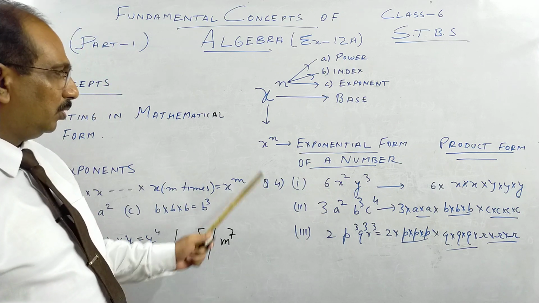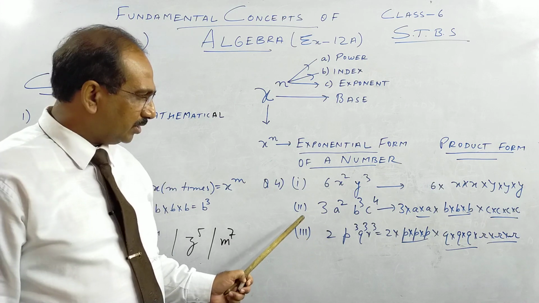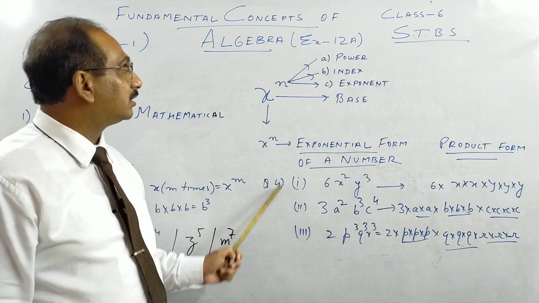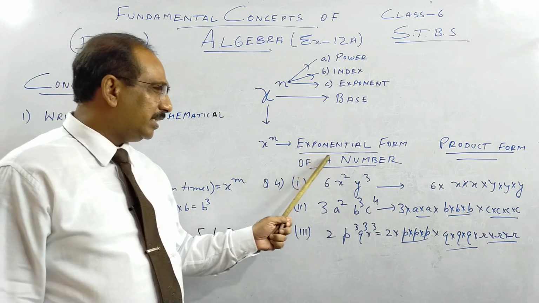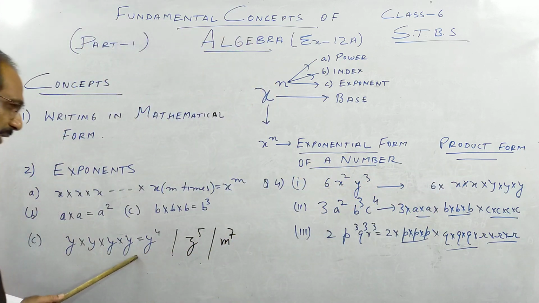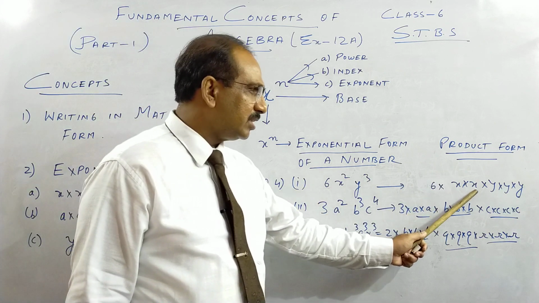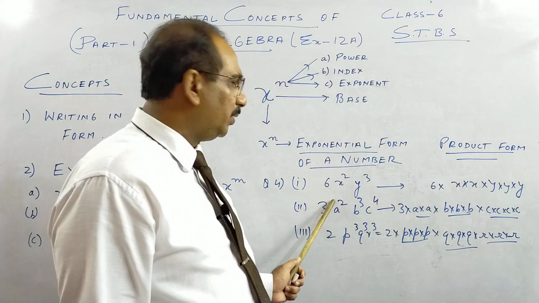Okay, so here I start with the very last question of this exercise 12.a. Change exponential form to product form. So exponential form means in power form. This is in exponential form, this is in product form. So once you see this, children, you will realize how easy it is.